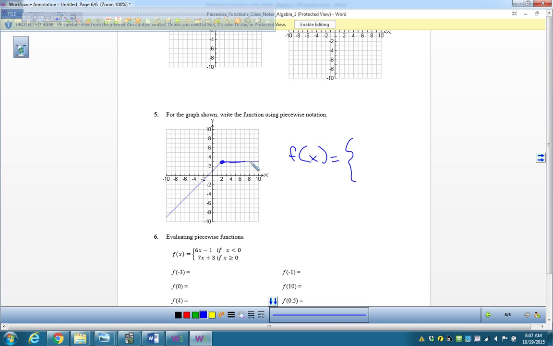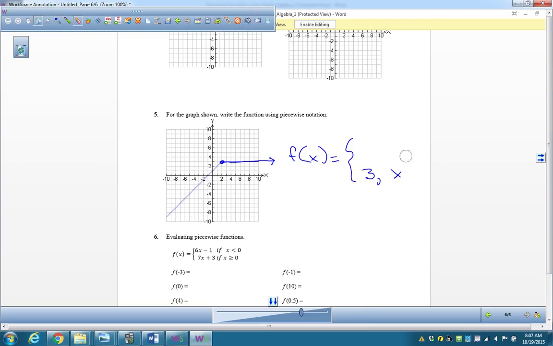What's the equation of this line? What's the equation of that line? Hayden? Y equals 3. So what I'm going to do is 3 for x is, oh, they say if, right? They say if. I'll keep it consistent, okay? 3, if x is greater than or equal to 2.